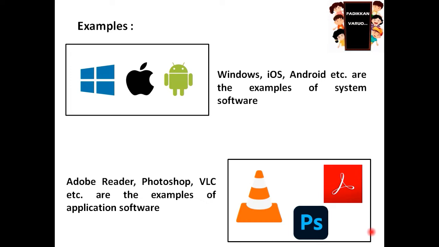And Adobe Reader, Photoshop, VLC player, etc. can be treated as application software. Adobe Reader is used to open Portable Document Format documents, that is PDF documents, Photoshop is used for image editing purposes, and VLC player is used for playing music or videos. So each of these softwares has a specific job, or they are developed to perform certain special tasks. So these can be treated as application software.